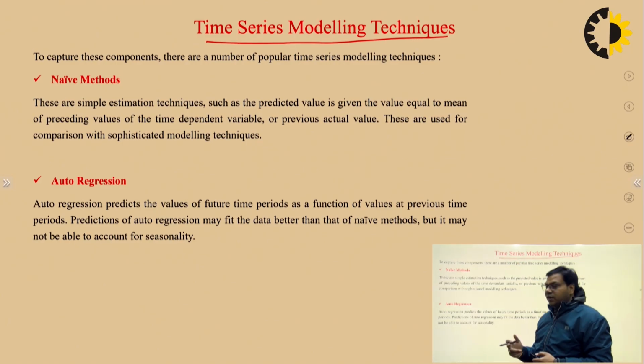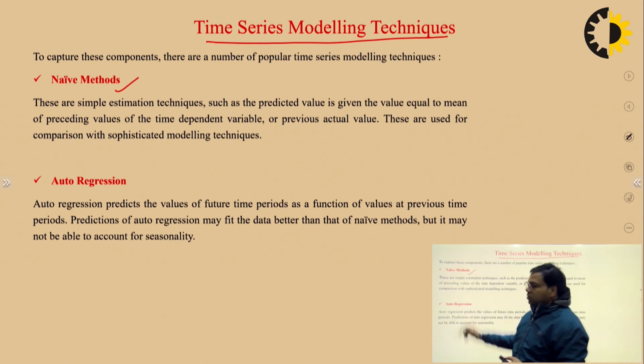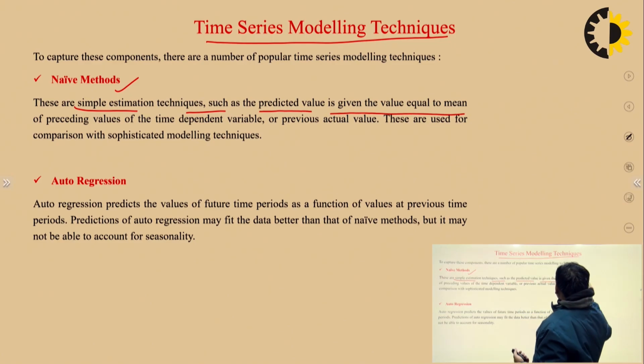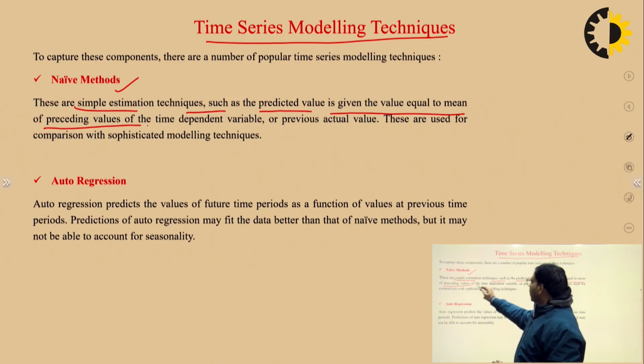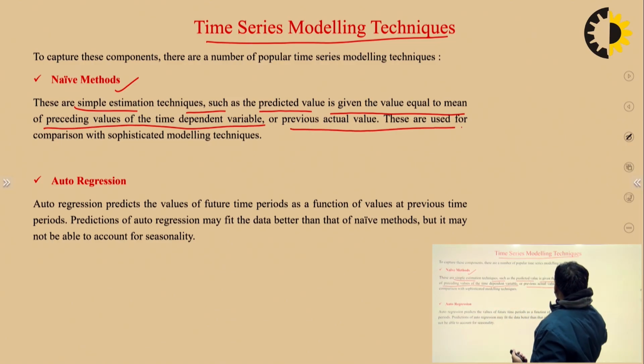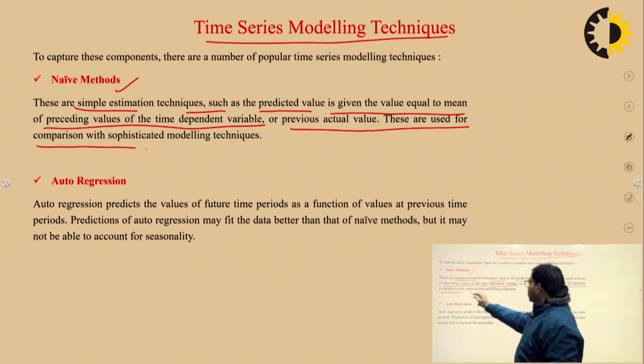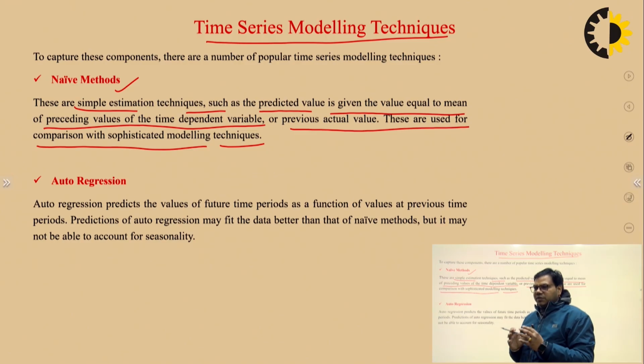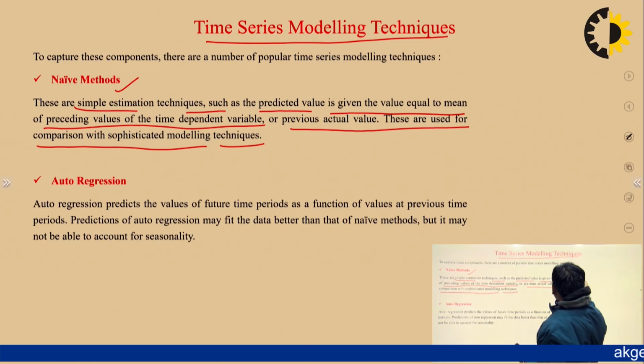Which techniques? Modeling techniques. Out of them, naive methods are the basic methods for making models of time series data. Naive methods are simple estimation techniques, such as the predicted value being given a value equal to the mean of the preceding values, or the previous actual values. These are used for comparison with sophisticated modeling techniques. As I told you, the function of this model is very simple, very basic, and based on simple mathematical calculation using the mean values of the whole data.